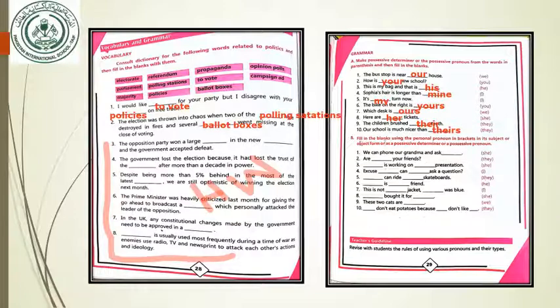Now next, exercise B: fill in the blanks using a personal pronoun in brackets and its subject or object form, a possessive determiner or possessive pronoun. So we have to give a possessive determiner or possessive pronoun. Very easy. Same here. We can phone our grandma and ask her. Number two: Are they your friends? Number three: Dash is working on dash presentation. Now she is given. She is working on her presentation.